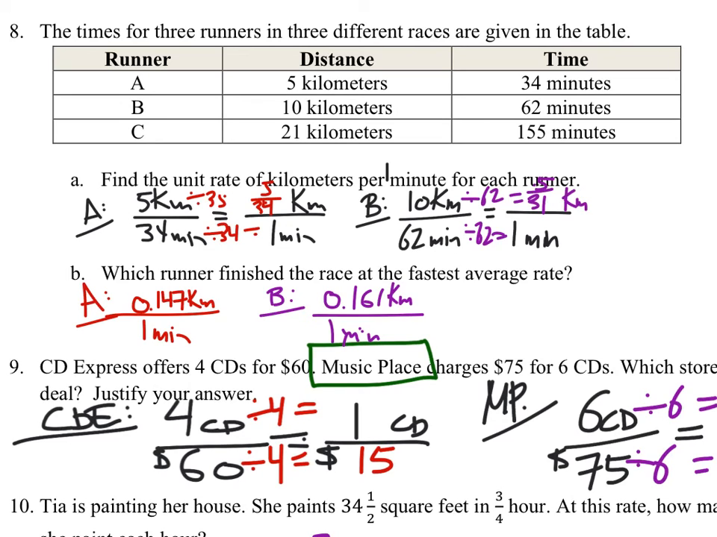So now we need to compare runner C. So runner C, but we want to compare this to 1 minute and how many kilometers. So we'll divide both of these by 155.